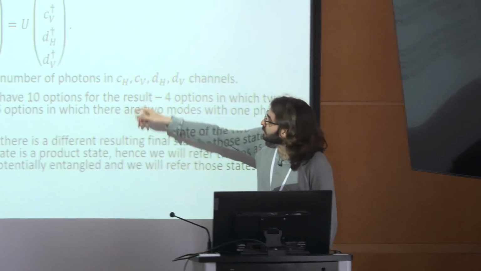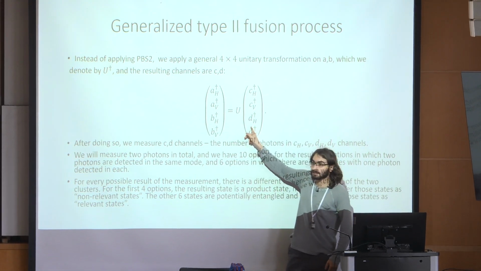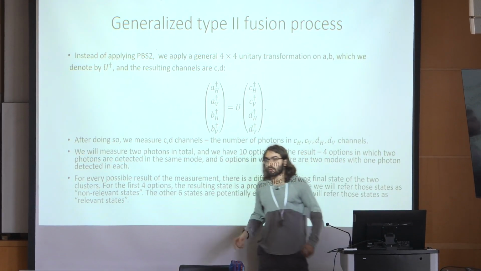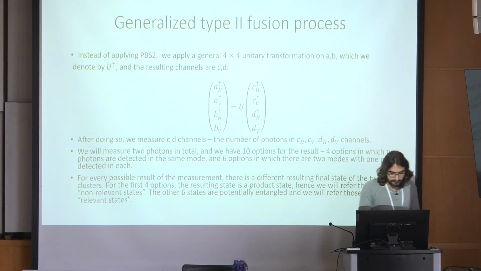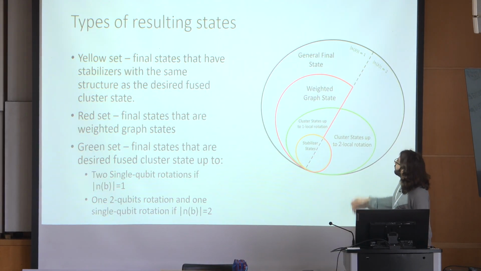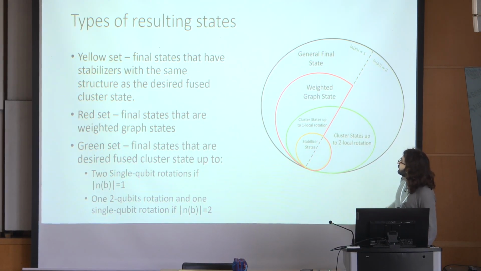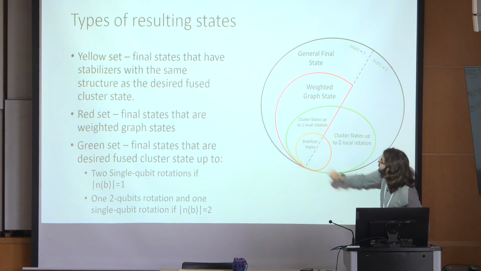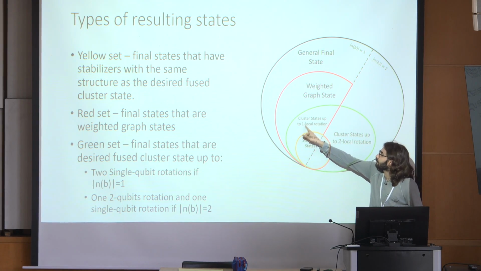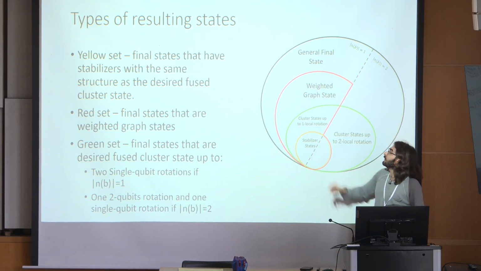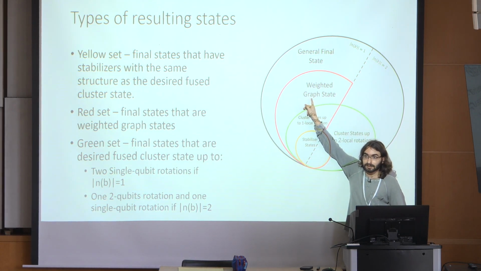So as we said, we're doing some unitary operation from A and B to C and D. We measure C and D. We have 10 possible results. We, at first, just categorized what we can get in the end. So there are a lot of states in which we can get in the end a cluster state up to one local rotation, which is good. We can also get, in some cases, a weighted graph state. We can build weighted graph states.